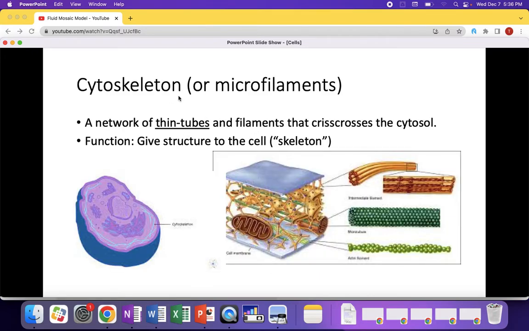Cytoskeleton, and I want you to think of skeleton when you think of this because it gives structure to the cell, and that's just going to be a network of very thin tubes and filaments. You can kind of see them in here that crisscross within the cytosol. So here we've got an image. We just see a bunch of like long structures, and those are going to help give it shape, give it structure, so on and so forth.